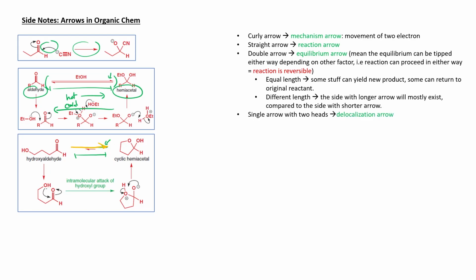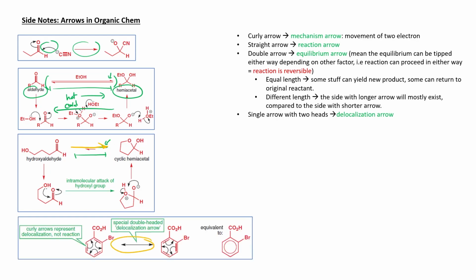Okay, single arrow with two heads, the delocalization arrow. So this is a single arrow with two heads, and this means delocalization arrow. We have learned this before in the previous class, in the physical class. It implies resonance structures, where each structure exists at the same time.